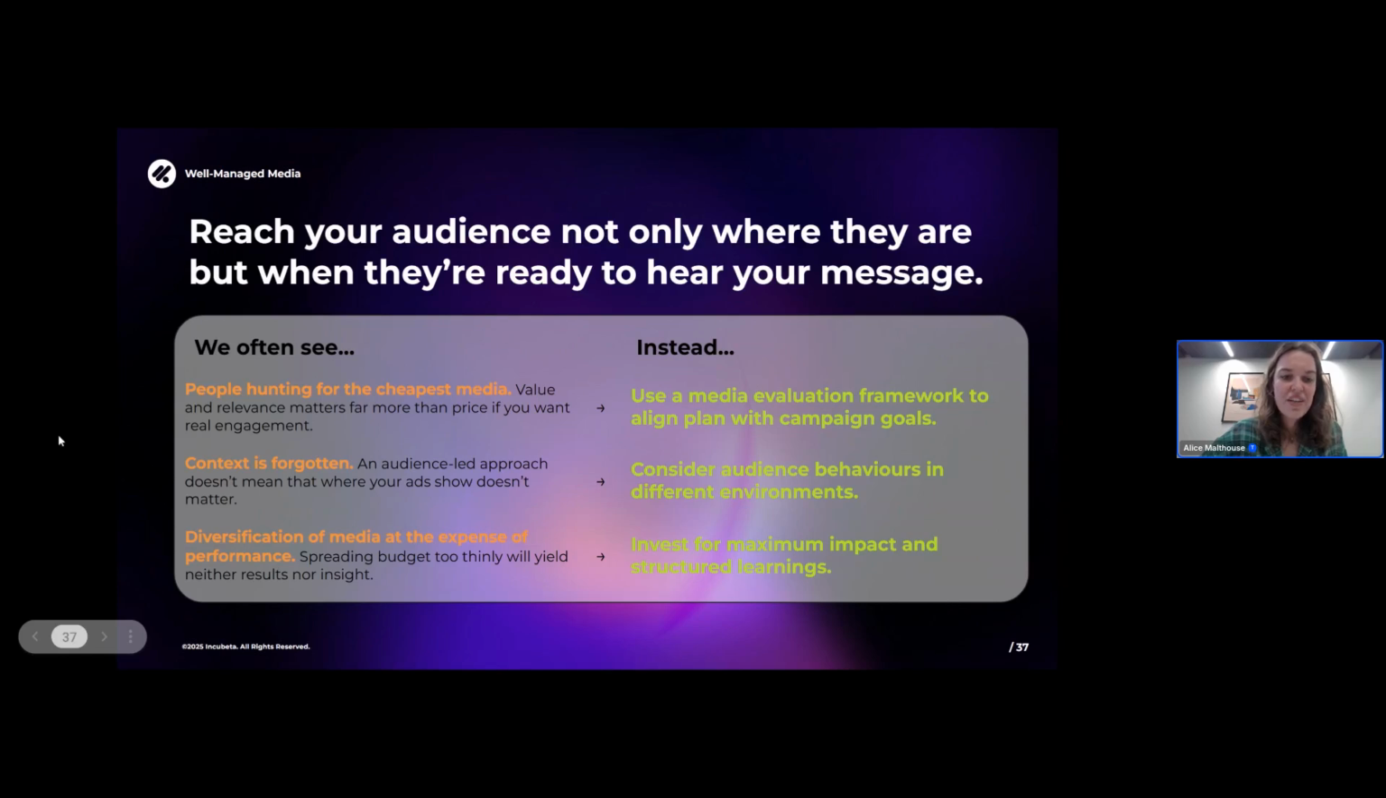So you need to make sure that you're appearing on premium inventory by looking at the CPMs and investigating the media evaluation framework that we've just gone through. Context is also forgotten. So you need to think about where you are showing your ads, and that relates to what Anna has just spoken about in the creative section as well. And then don't diversify your media at the expense of performance. Although it can be exciting, testing lots of different partners or formats, you just won't be able to measure properly. And you also might not even be able to appear on the platform or the format if there are certain thresholds you need to meet. So you need to invest for maximum impact and structured learnings that you can take forward to future campaigns.